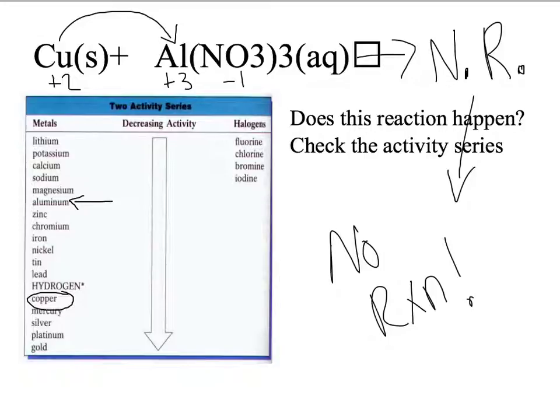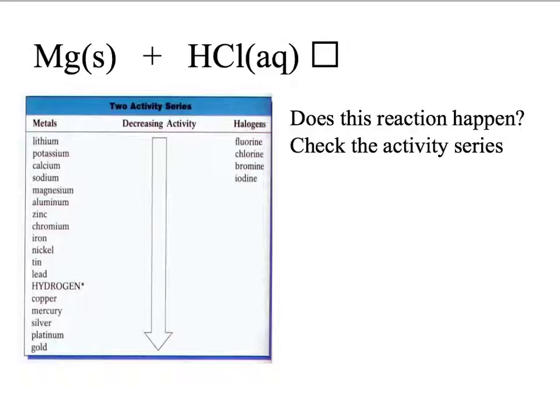Let's try it again. Magnesium plus hydrochloric acid. Remember, magnesium is +2 based on your periodic table. This is +1. This is -1 based on the periodic table. So our positives are going to exchange, so magnesium would replace hydrogen. Let's look at the activity series. Here's magnesium. It's way higher than hydrogen. So guess what? This reaction happens.